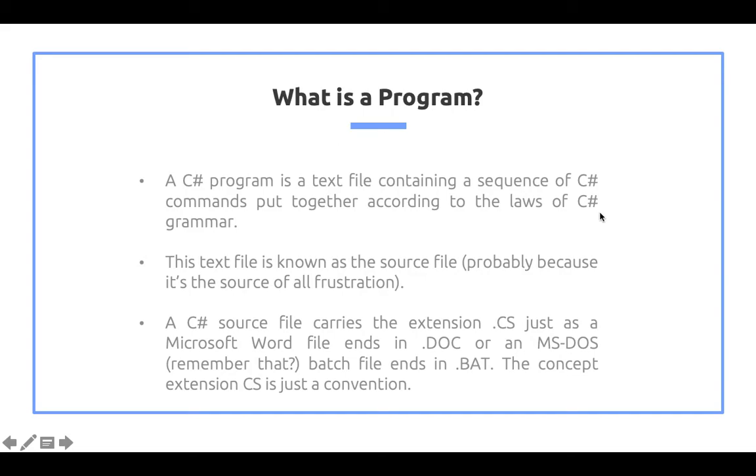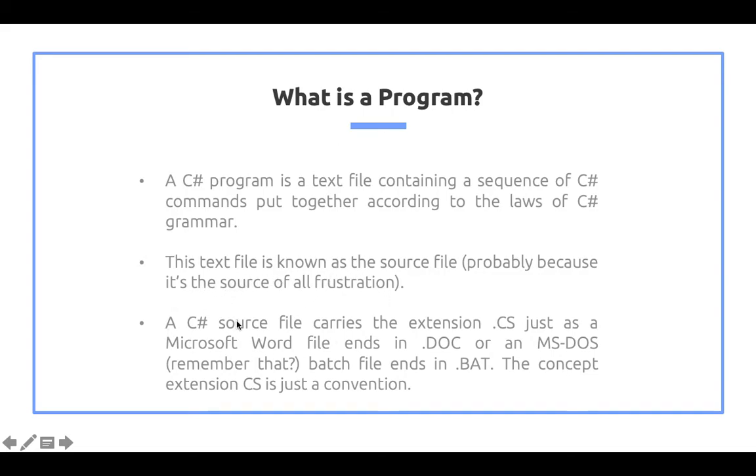So when we say laws of C Sharp grammar, we are talking about the rules used in writing your C Sharp program, because each of the programming languages that we use has its own rule of law. It has its own structure, its own syntax that needs to be followed for it to execute and compile the program correctly. So, this text file is known also as the source file, probably because it's the source of all the frustration.